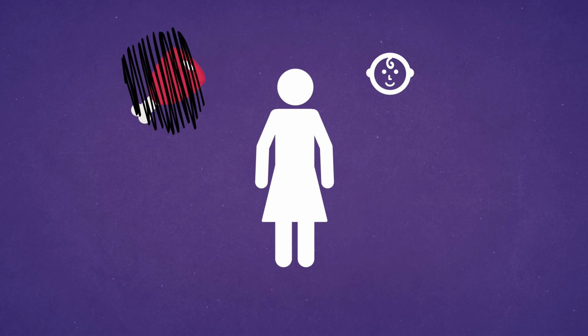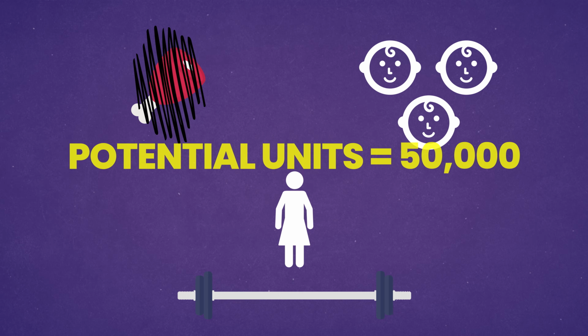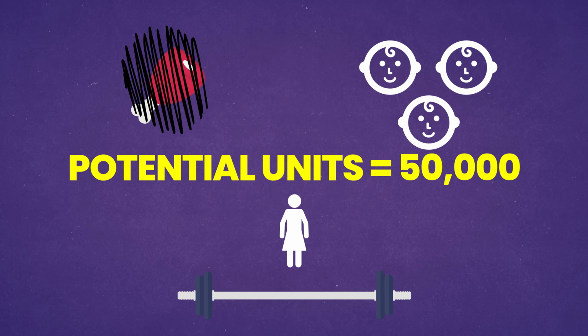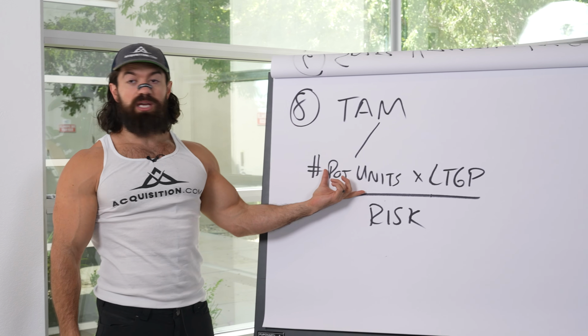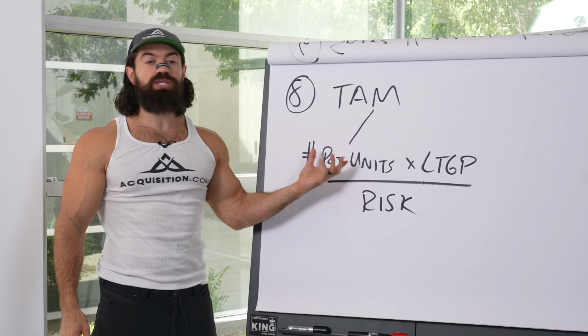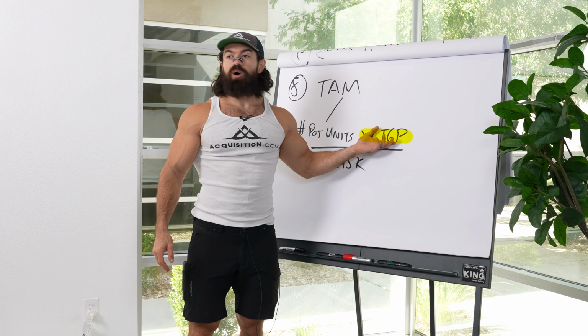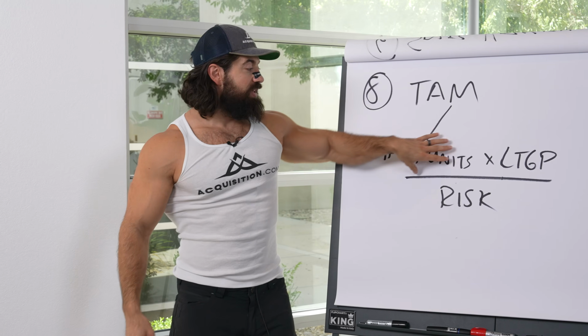If we're servicing vegan moms with 3 kids who like powerlifting, then there might only be 50,000 of them. And so I'm going to have 50,000 potential units sold. That's assuming we get 100% of the market to buy. Now that might not be true, but that is what this is: how many units could we potentially sell? The lifetime gross profit is how much do we make on all of these people? This would give us an idea of how big the opportunity is. This is all the good stuff.